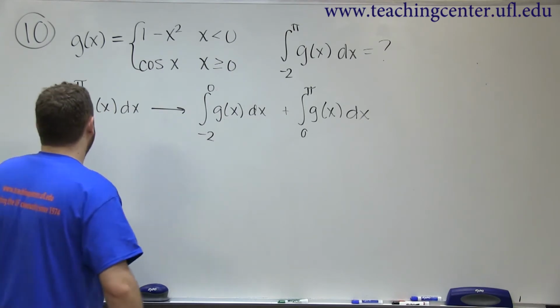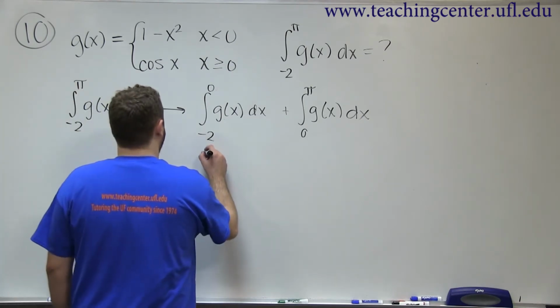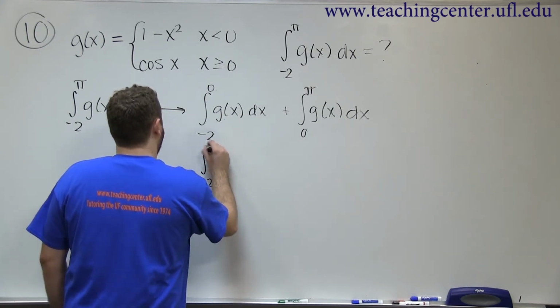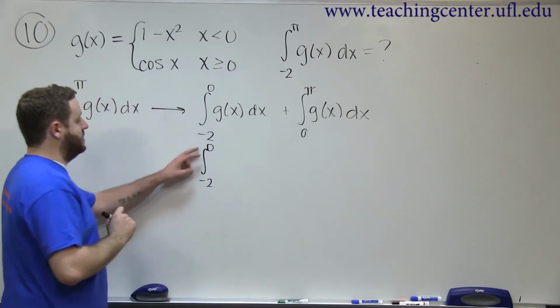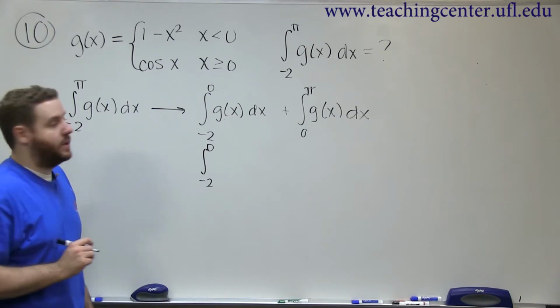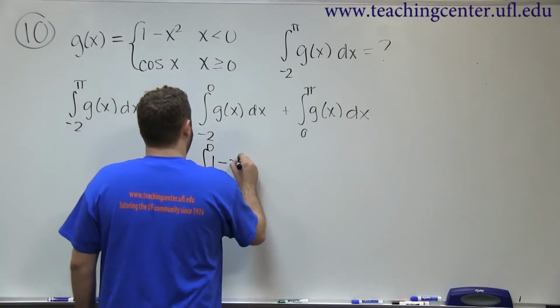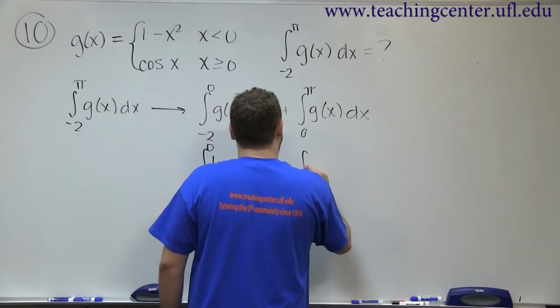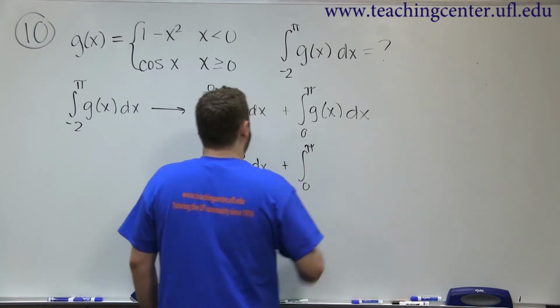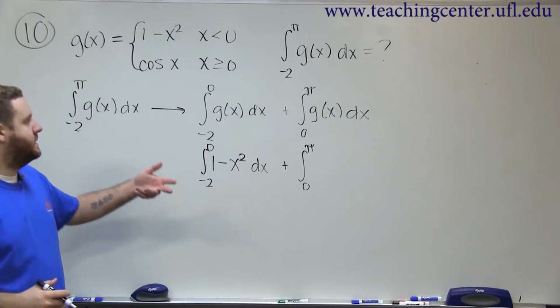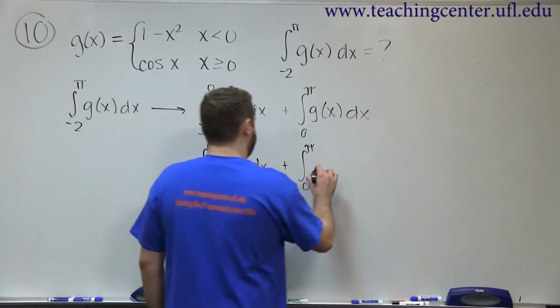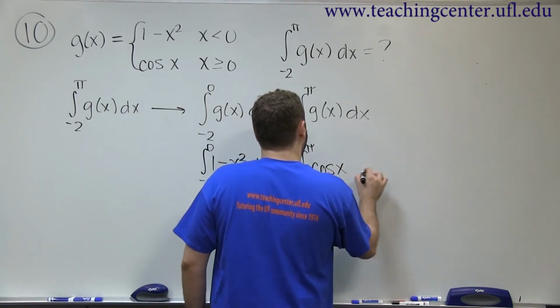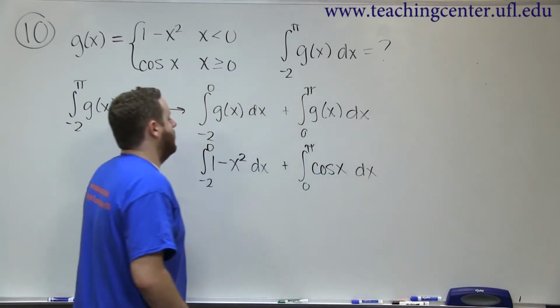So on the -2 to 0 part, we can only use the function that applies on those, which is 1 minus x squared. So we're doing the integral of 1 minus x squared dx. And on the 0 to pi part, we can only use the part of g of x that applies on that, which is cosine of x. So this is what we need to solve.